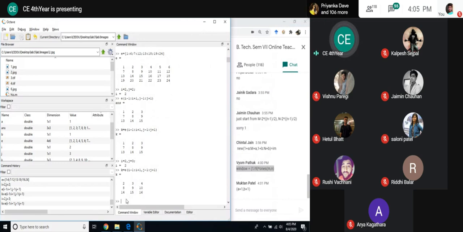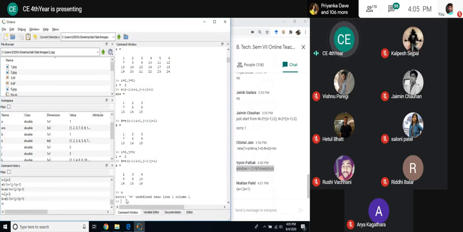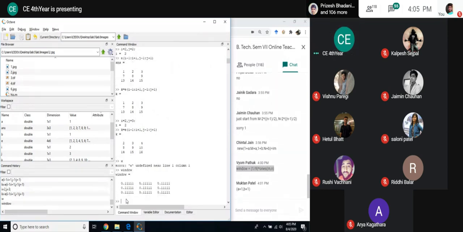Now, what was my window? The window is already ready with me. So this is my window. Sorry, the command is... my variable is window. Then what will I do? K.